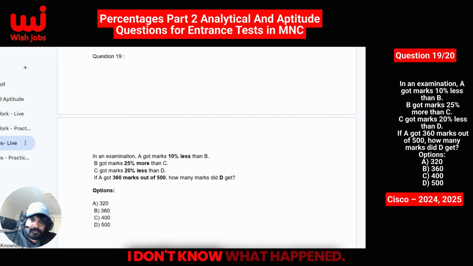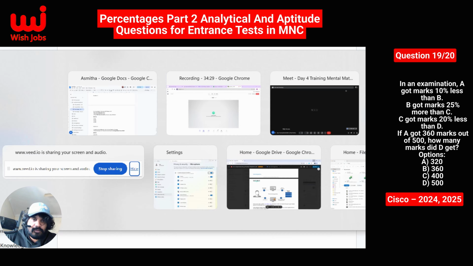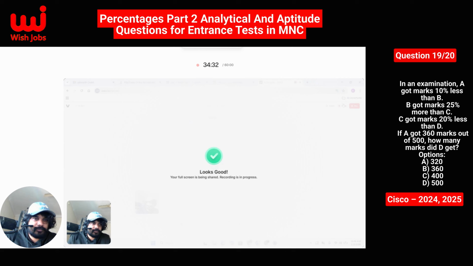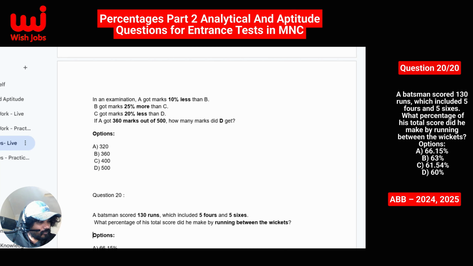Okay. I don't know what happened. We'll pause it for a bit. So do the practice problems of 19th as well. So we'll start with the 20th problem.